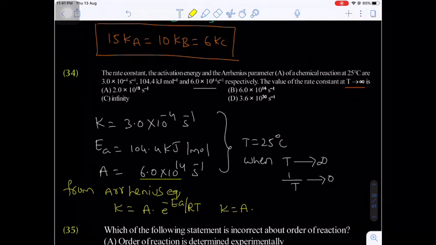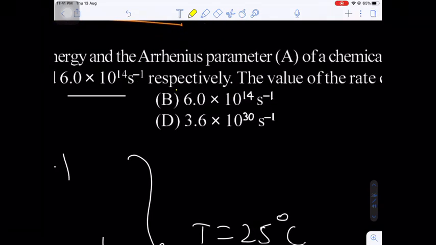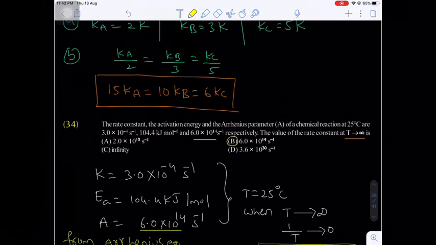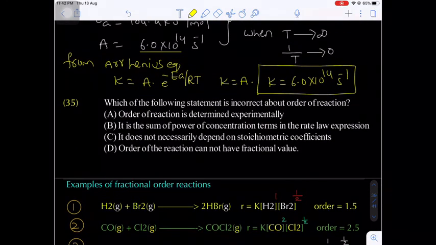What is the A value given here? 6 into 10 raised to 14, so the k value is 6.0 into 10 raised to 14 per second. This will be at very high temperature, that is, the temperature tending to infinity. 6.0 into 10 raised to 14 means option number B. Option number B. Are you getting my point? Okay, now question number 35. This is the last question.